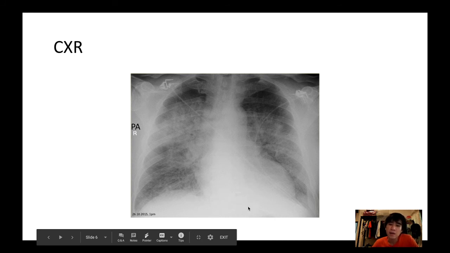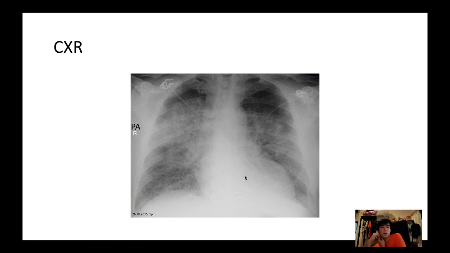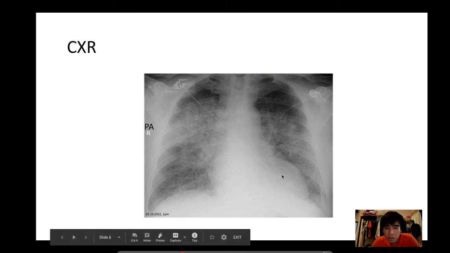Okay, my impression is that this is pulmonary edema with cardiomegaly. Is there an infection? Probably not. The temperature is normal. What is causing the acute exacerbation of his heart failure? I don't know. Okay, never mind.